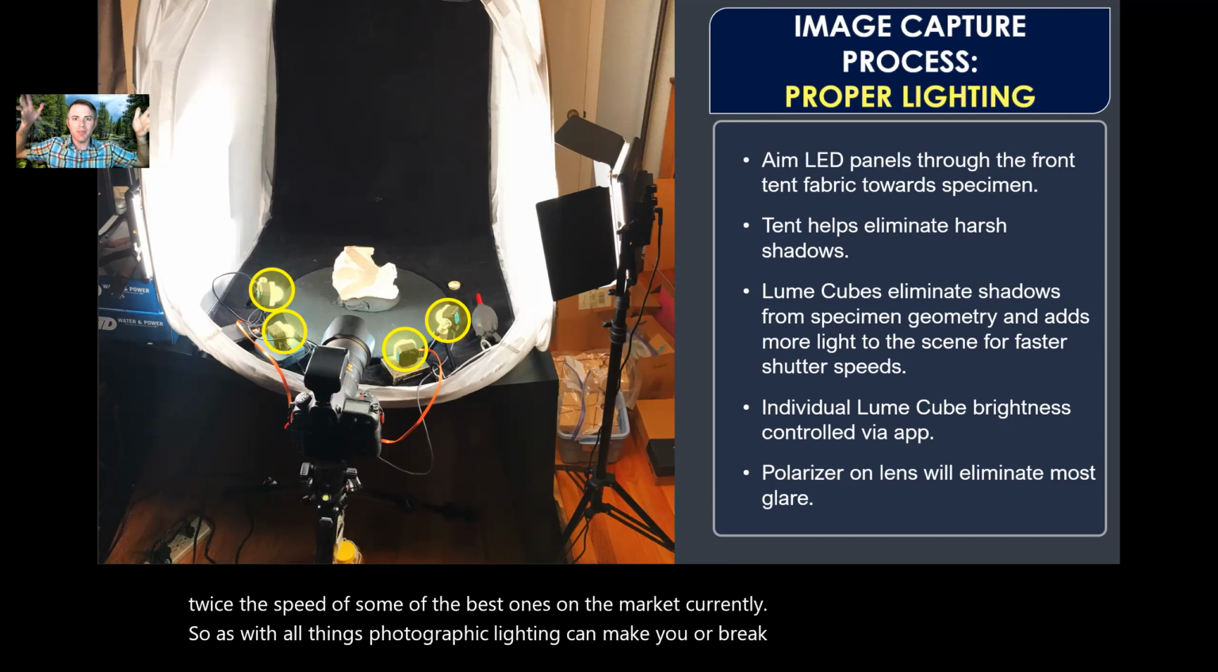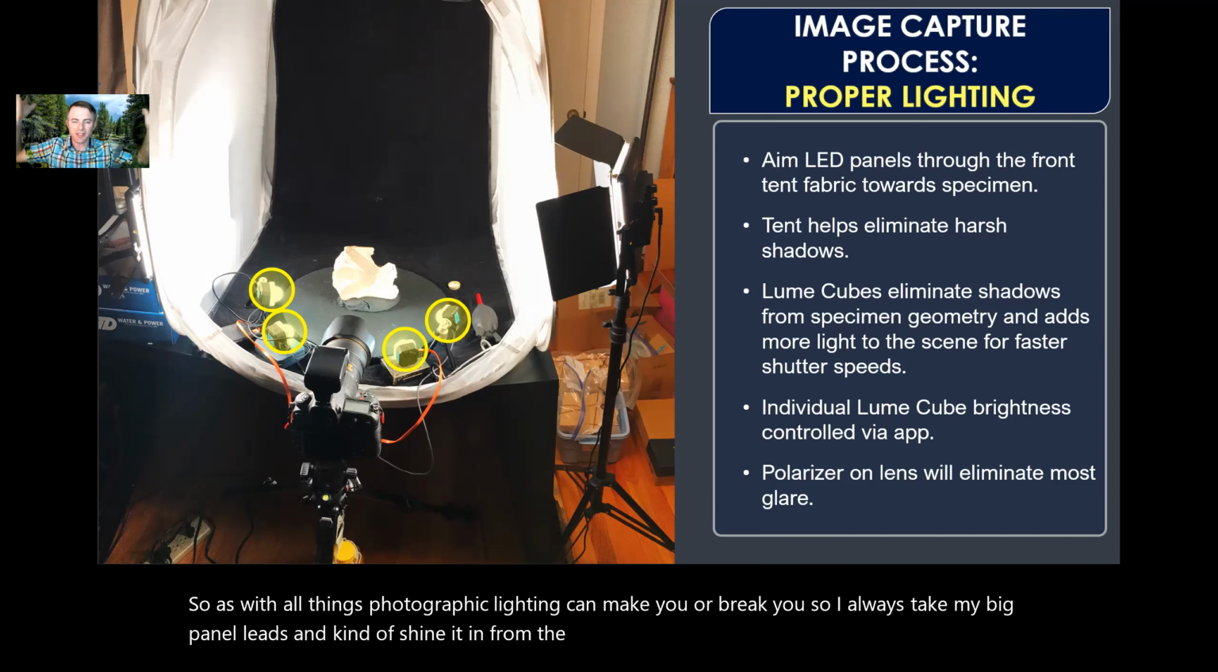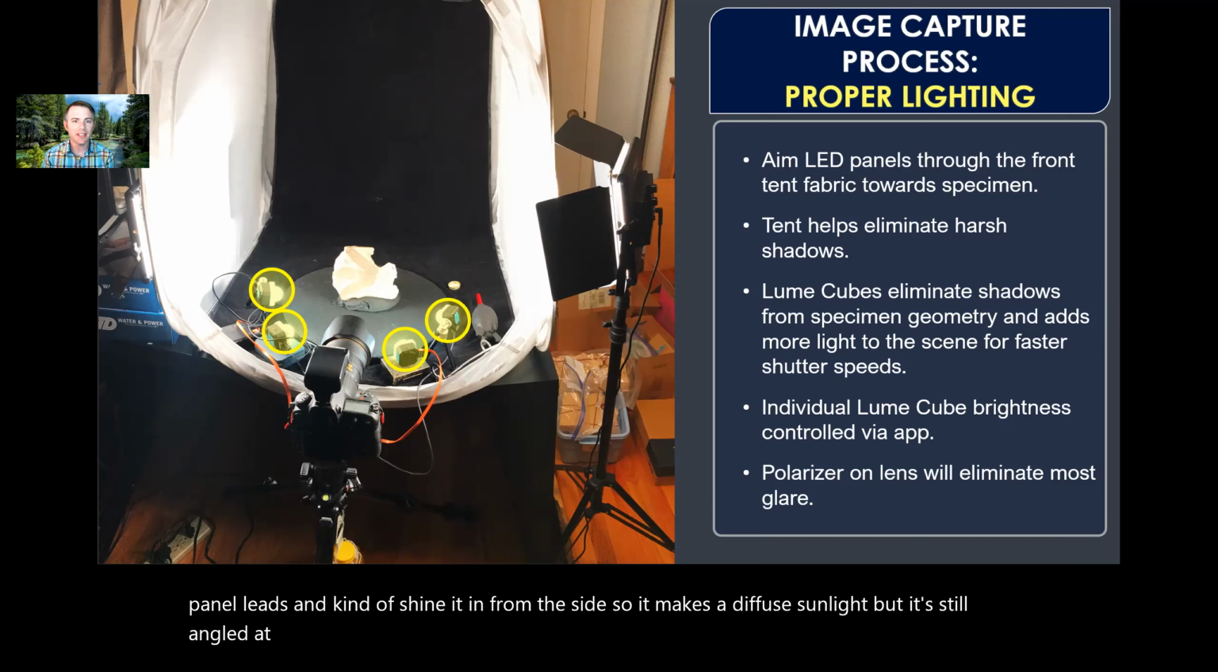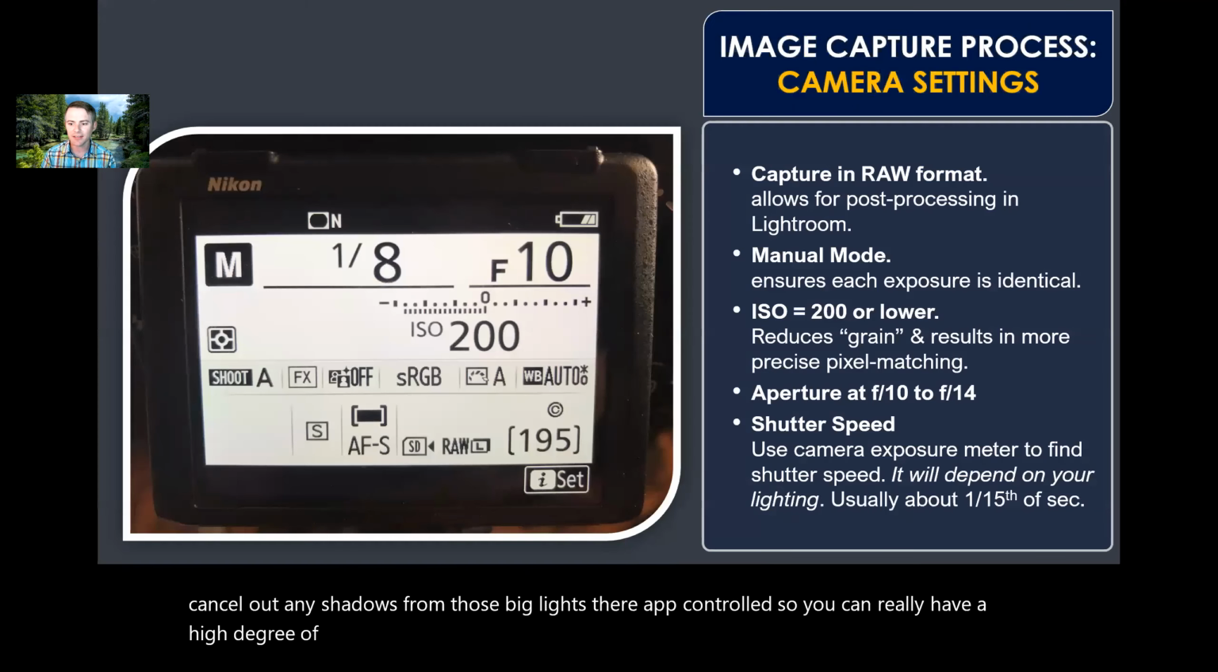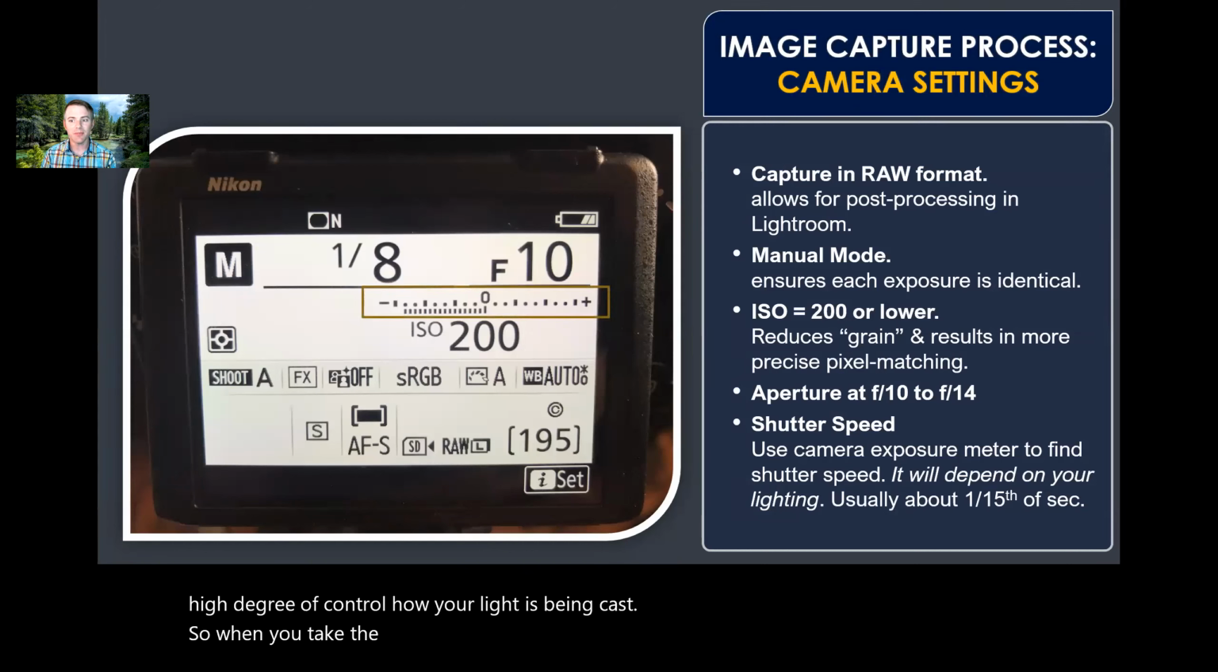As with all things photographic, lighting can make or break you. So I always take my big panel LEDs and shine them in from the side, so it makes a diffuse light like sunlight, but it's still angled at the specimen just a little bit. And then I use the small lights in the foreground to cancel out any shadows from those big lights. They're app controlled, so you can really have a high degree of control of how your light is being cast. So when you take the images themselves, capture them in the raw format, and by having them in the raw format, you can process them later on.